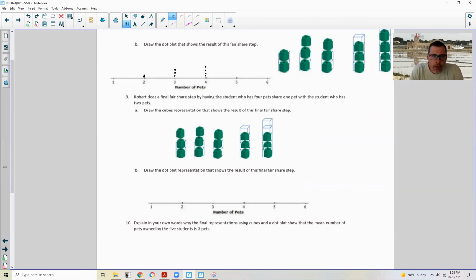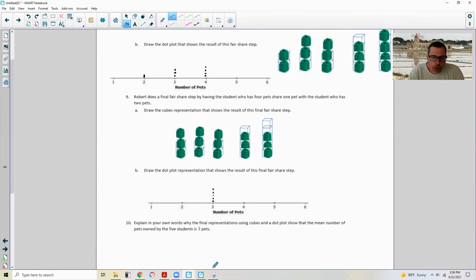And now we're going to do a dot plot. Draw a dot plot representing what the results are. So we have 1 2 3 4 5 people, 5 students who all have 3 pets now. Okay, so you'd have 5 dots at 3.